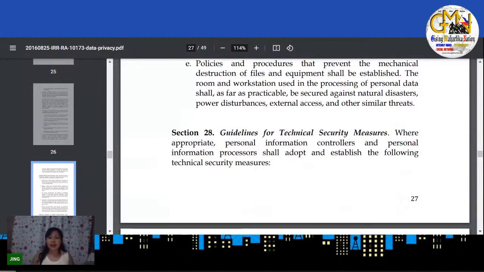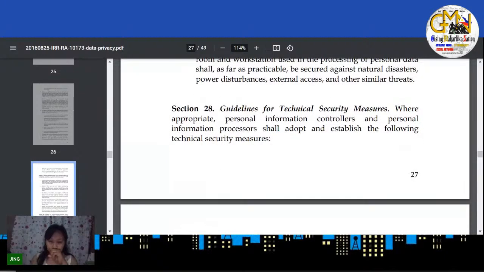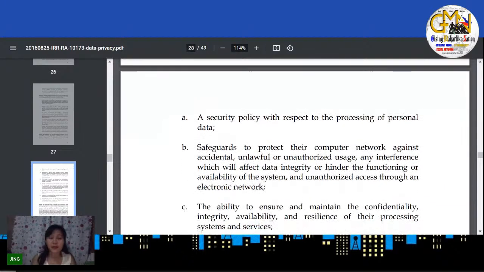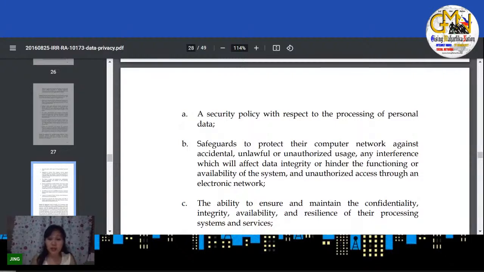Guidelines for technical security measures. Where appropriate, personal information controllers and personal information processors shall adopt and establish the following technical security measures. A. A security policy with respect to the processing of personal data. B. Safeguard to protect their computer network against accidental, unlawful, or unauthorized usage.